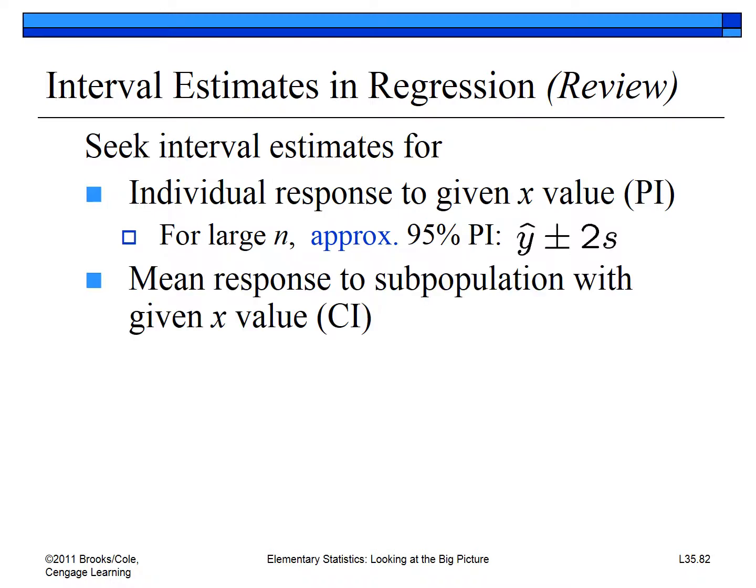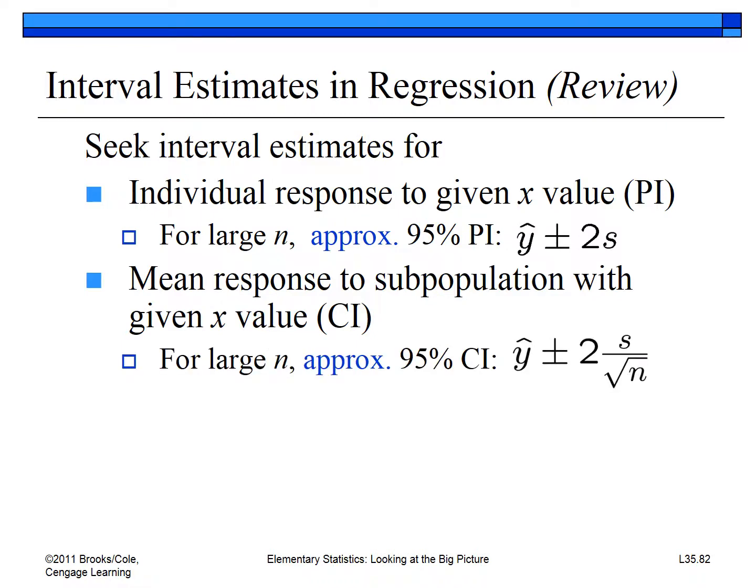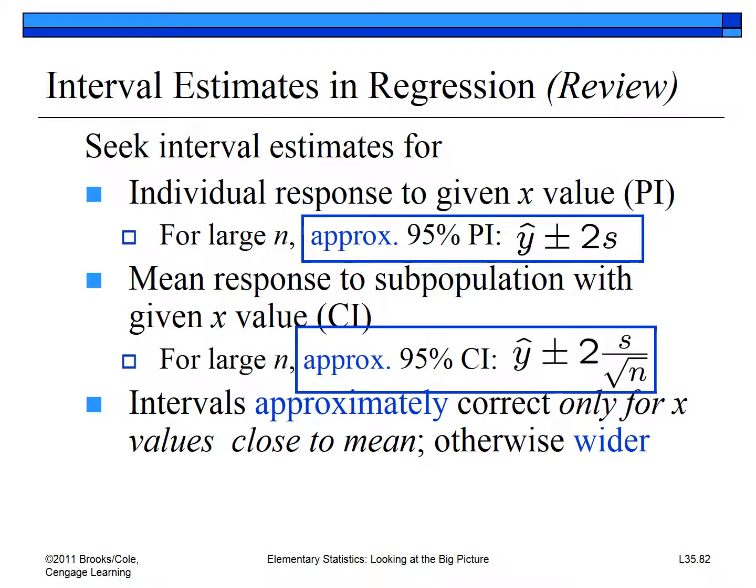We might also be interested in what the mean will be in the population, or the subpopulation, that all share the same given x value. To get that confidence interval, not prediction interval, confidence interval, we will divide s by the square root of n in that computation. So it looks pretty much the same. The difference is dividing by the square root of n.